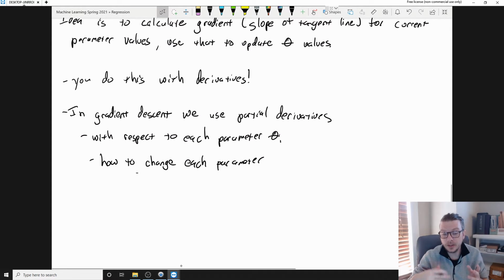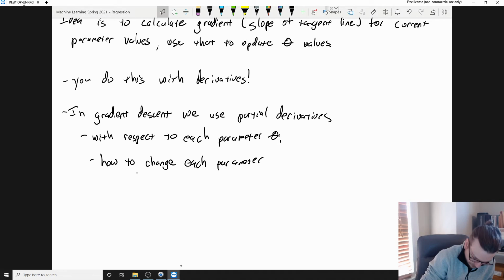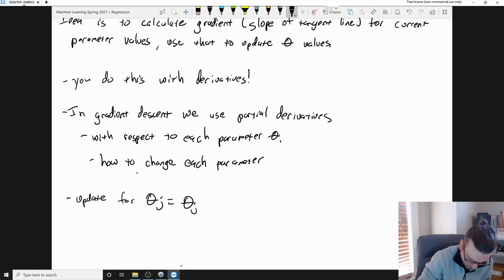Luckily, the update equation is the same regardless of the feature. So for an arbitrary theta j, the update is: new theta j equals the old theta j minus alpha times my partial derivative with respect to theta j.